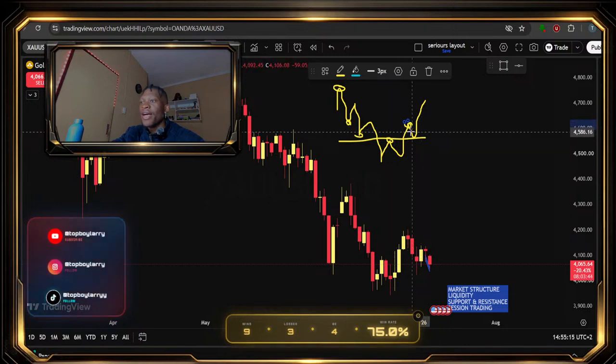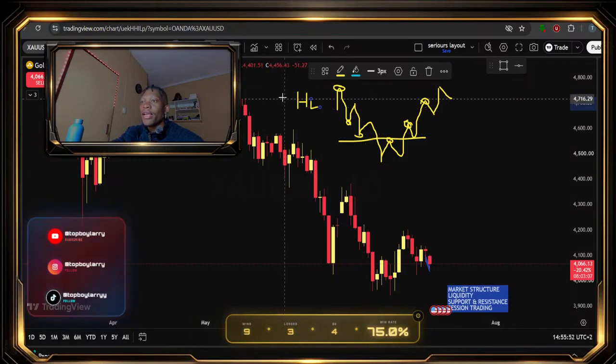Why? Because we see a higher high, higher low, higher high. This is going to be a higher high, and this is going to be a higher low. And then there's going to be a higher high again, just like that, higher high, higher low. And then here, what do we have? We have a lower high, just like that, right, guys? So I'm just gonna write them down for you guys. This is higher high, higher low, and higher high.